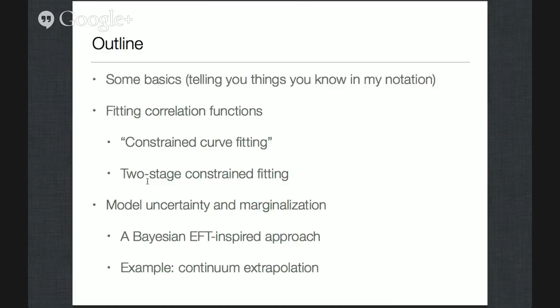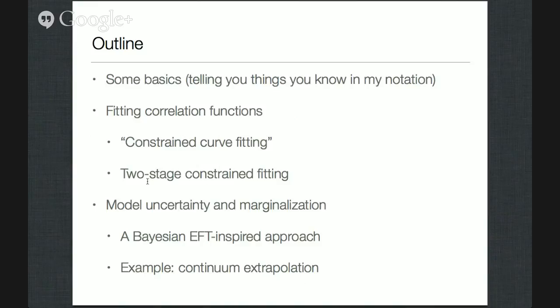I'll go through a couple of basics about the idea behind doing Bayesian analysis for this problem, and then I'll talk some about fitting correlation functions using the Bayesian approach. I'll start with the so-called constrained curve fitting, which is what a lot of people use in this direction. And then I'll talk about what I've been doing along those lines, which I'm calling two-stage constrained fitting, which is approaching a more black box way to look at it.